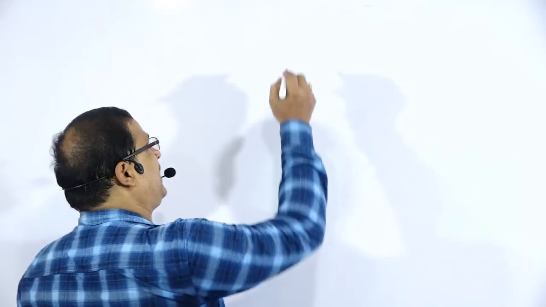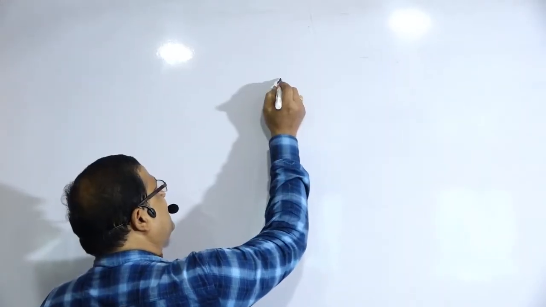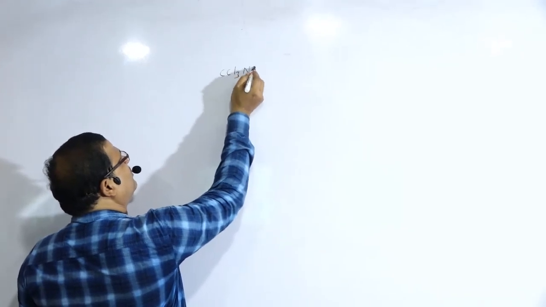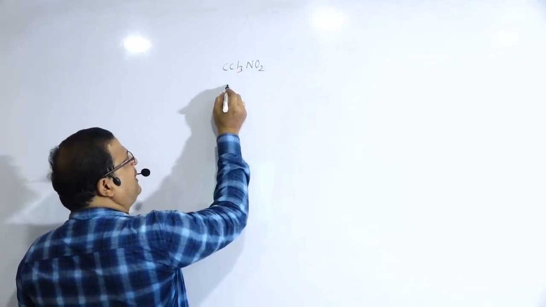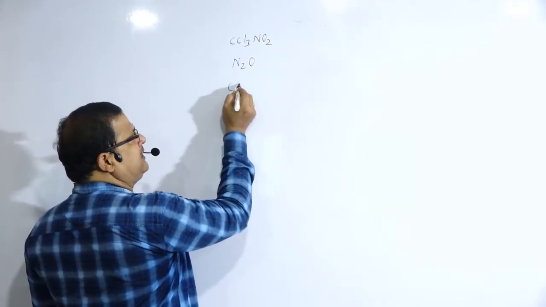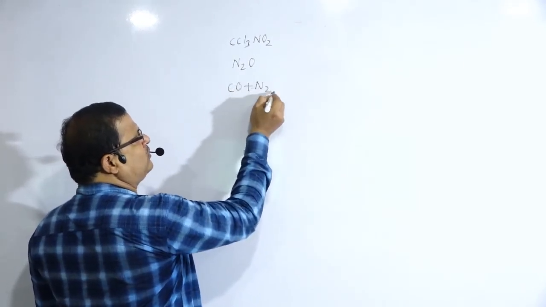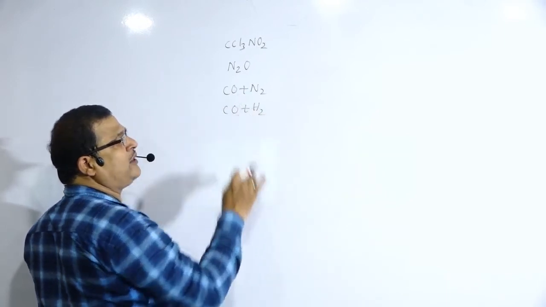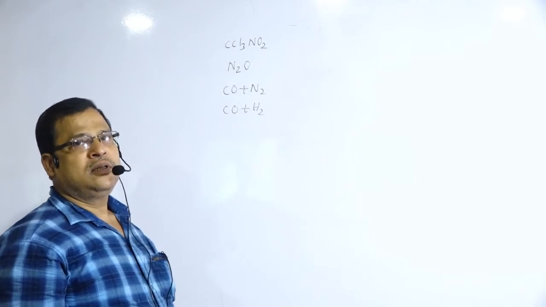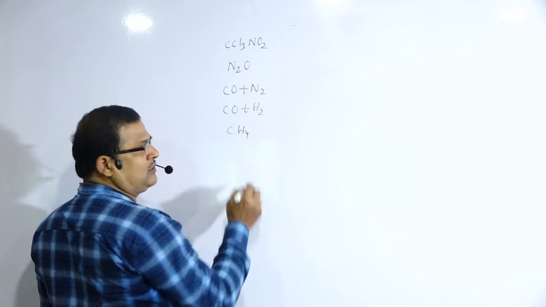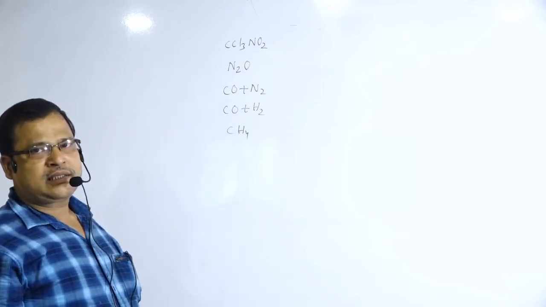Next we will explain tear gas, that is CCl3NO2. Laughing gas, that is N2O. Producer gas, CO plus N2. Synthesis gas, CO plus H2. Already we have given these examples. Marsh gas, that is CH4, marsh gas, CH4.